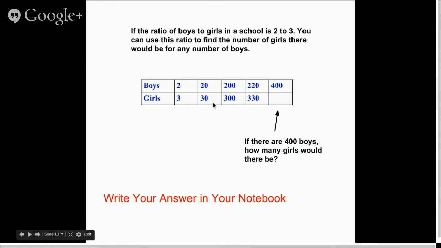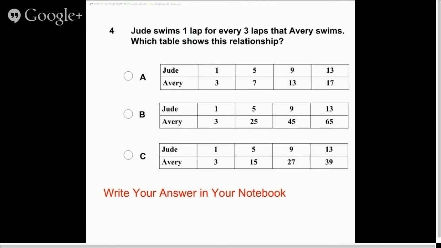Okay, the correct answer is 600. Because 2 times 200 gives you 400, and 3 times 200 should give you 600. Okay. 400 to 600 is the ratio. All right. Try that with this one as well. Which one is the correct data table? Go ahead and pause it.